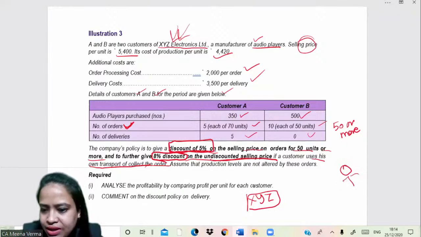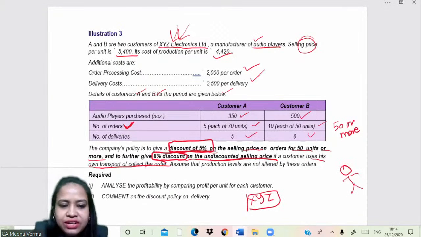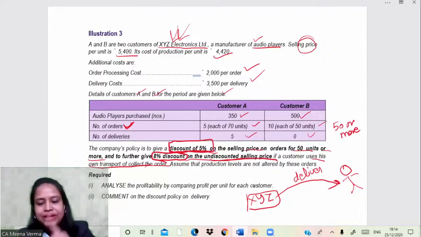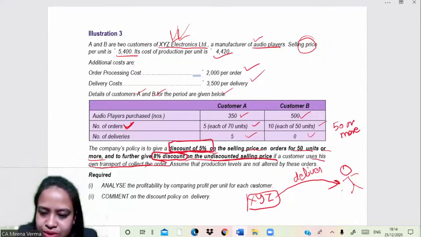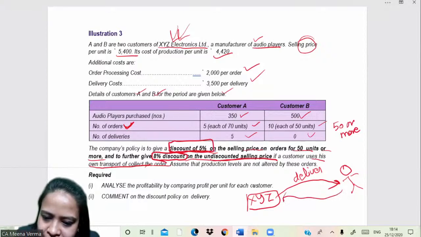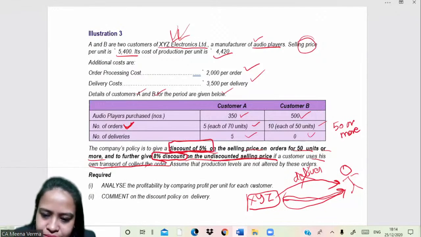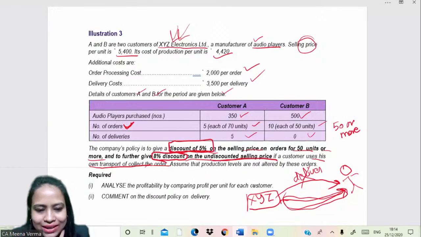And here is my customer. Generally, this company delivers the product to the customer. But in case the customer comes to the company and takes the order on their own, there is no delivery.